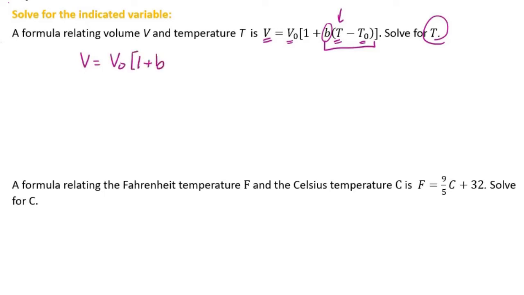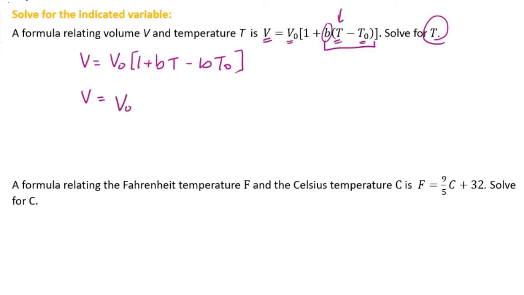1 plus B times T minus B times T naught. If I had any like terms inside these brackets, I would now collect them, but I don't, because BT and B and T naught are not the same thing. So now I'll use the distributive property to multiply the V naught by everything inside the brackets.